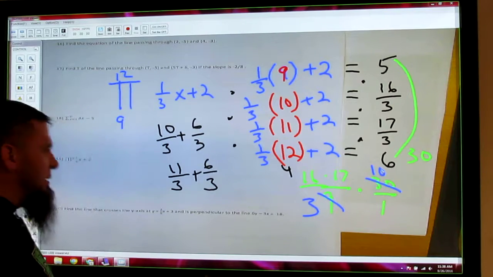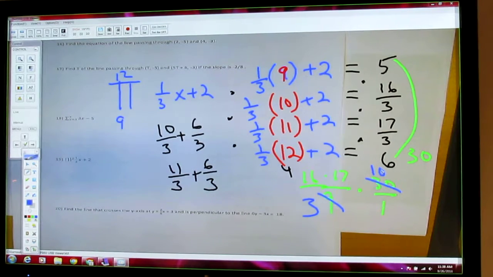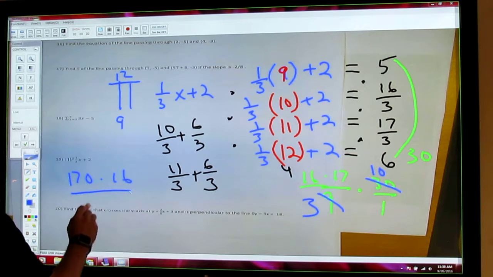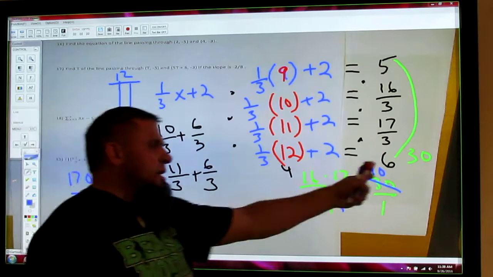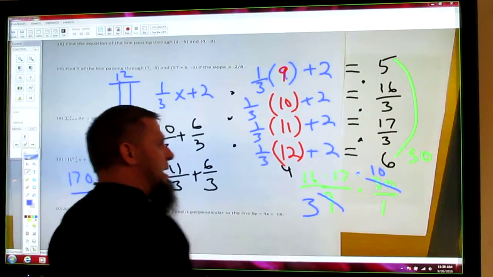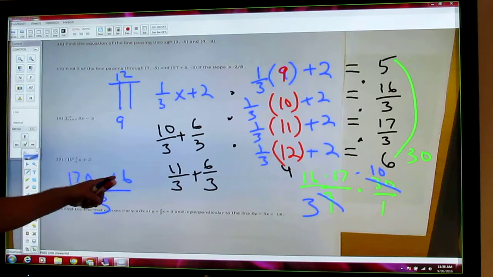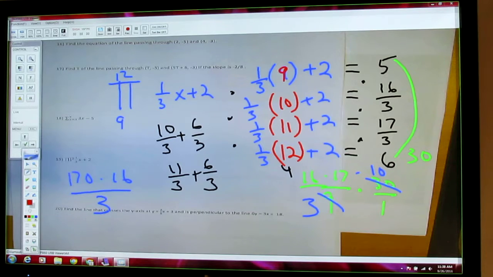Okay. So then I have 170 times 16 over 3 because 17 times 10 is 170. Okay? So now, change my color again. Okay? So 170 times 16 divided by 3, because 3 won't go into either.